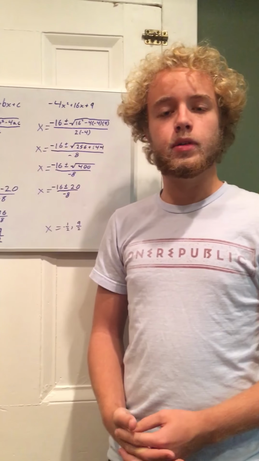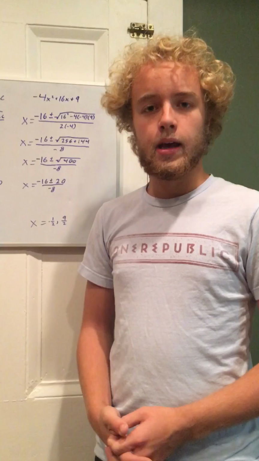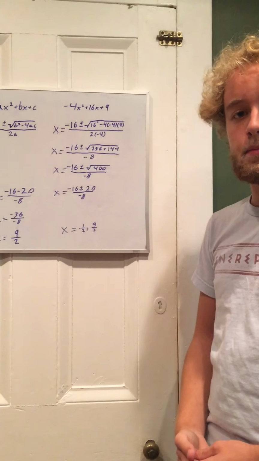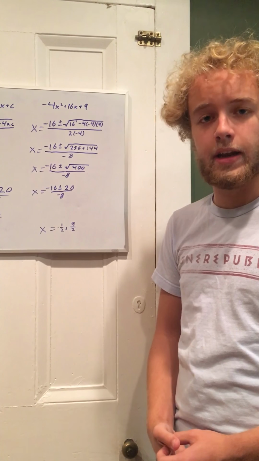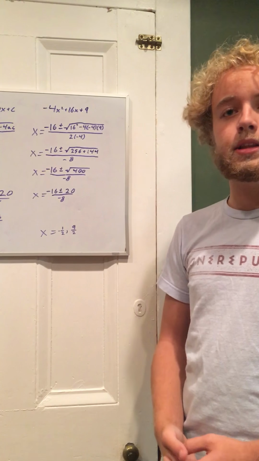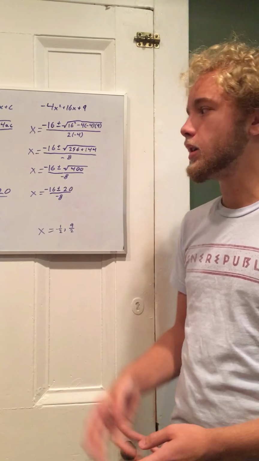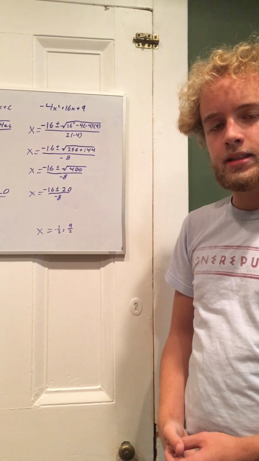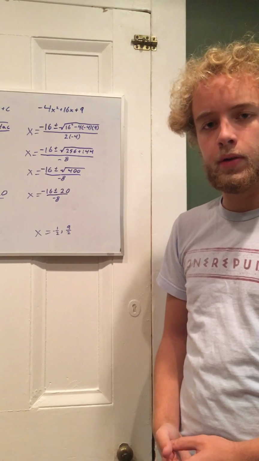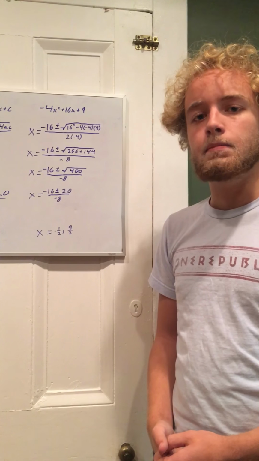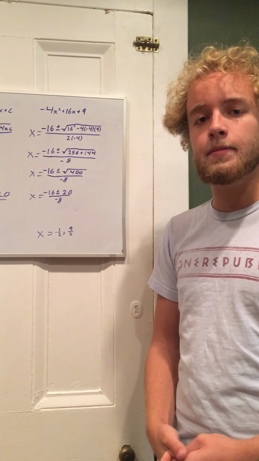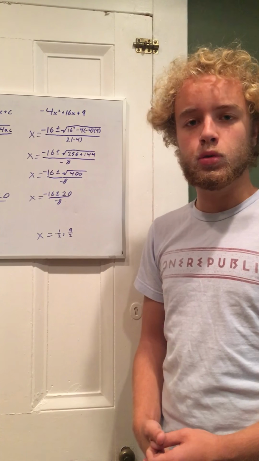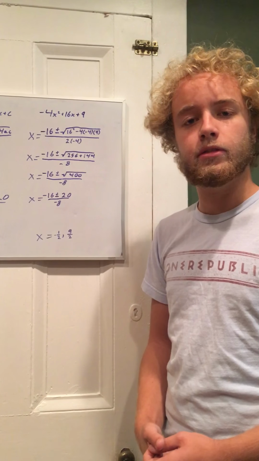Today I am going to be doing an example problem, and that example problem is going to be negative 4x squared plus 16x plus 9. The quadratic formula for this will be x equals negative 16 plus or minus the square root of 16 squared minus 4 multiplied by negative 4 multiplied by 9, divided by 2 multiplied by negative 4.